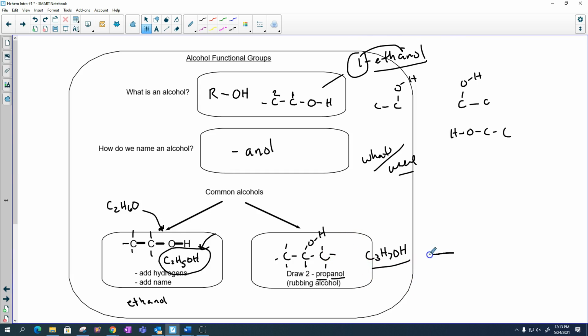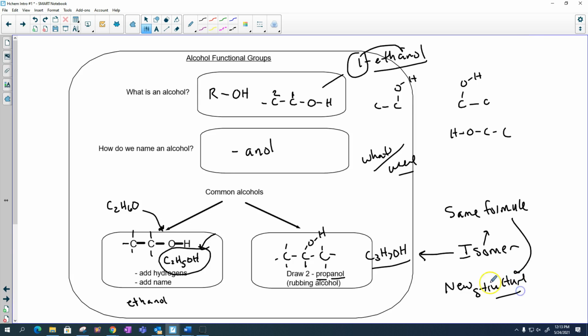And of course, when you rearrange it, whether it's on the end or not, we call these isomers. An isomer is something that has the same formula, but a different structure, a new structure. So if you put the OH on the other end, this one right here is not rubbing alcohol. It's a little bit different. But these are isomers of each other. Isomer is a pretty common term.